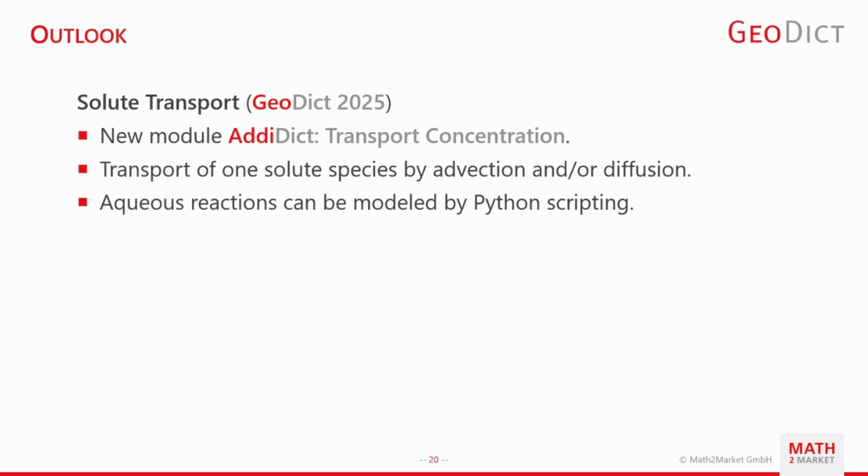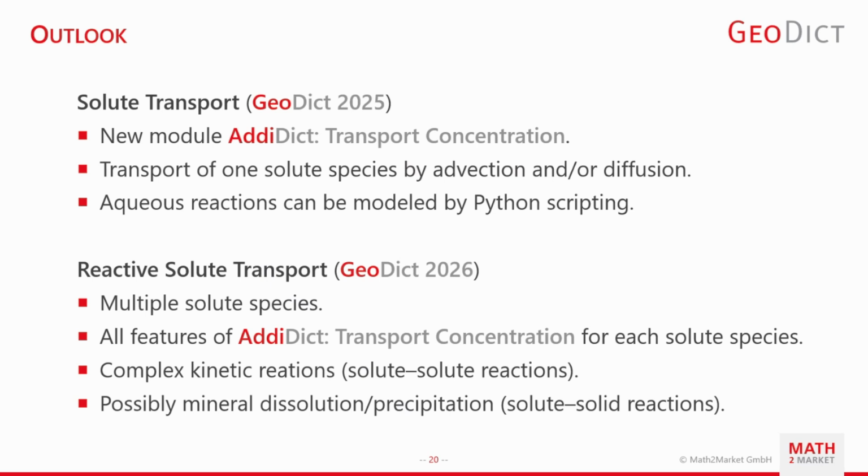So as a summary and an outlook, the solute transport command in AddiDict is available in GeoDict 2025. It basically has a very similar dialogue as the track particles command. It can simulate the transport of one solute species, and Peclet numbers between 0 and infinity are applicable. And if you would like to add reactions, then you have to do it yourself with Python scripting.